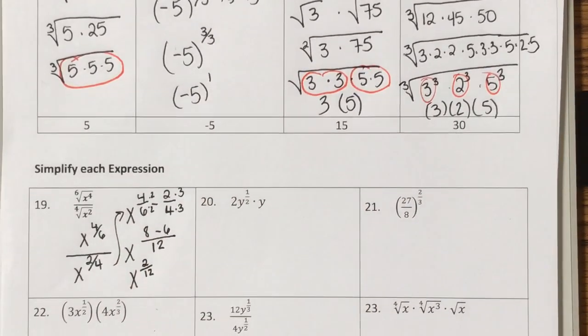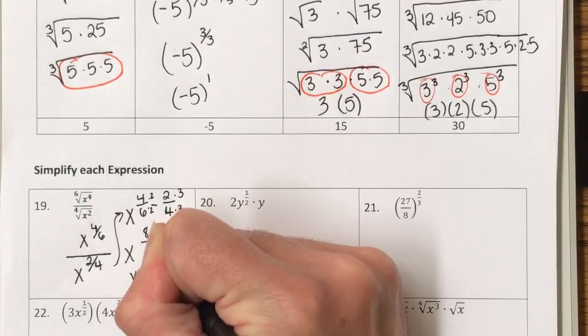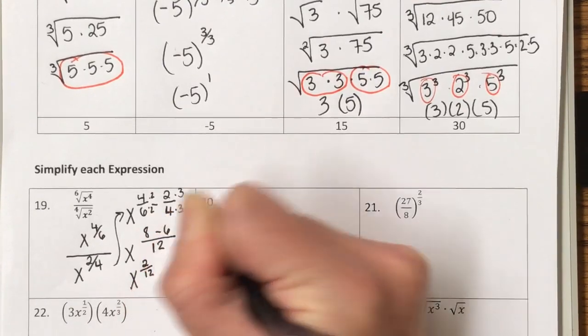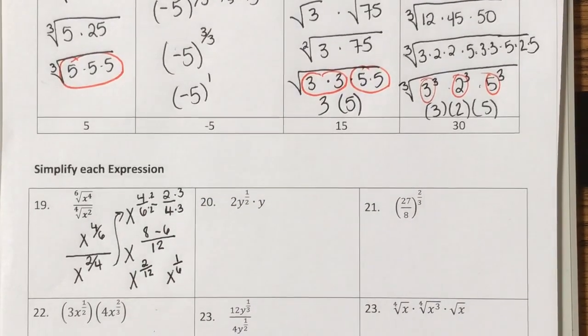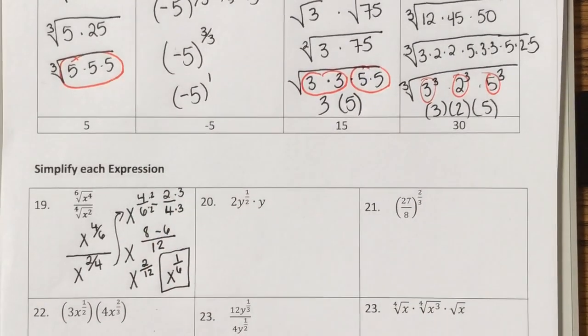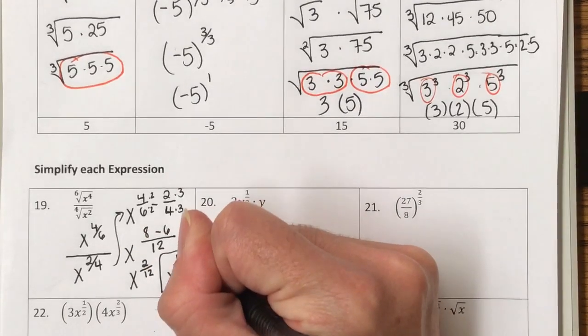Well, we want to reduce that fraction. 2 over 12 simplifies to 1 over 6. So there's one of your answers, x to the 1/6. Or the other way you can write it is the 6th root of x.